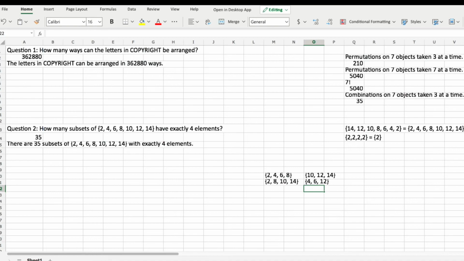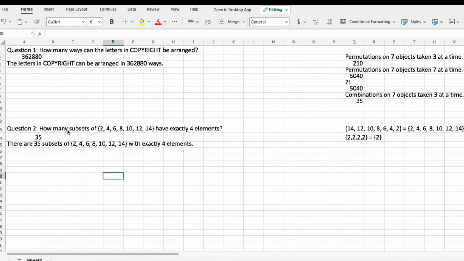So every 4 element subset corresponds to a distinct 3 element subset, and vice versa. So that means that they're the same number of those. They are in what we call a one-to-one correspondence with each other. Okay, so that's why you expect them to be the same in terms of the context.